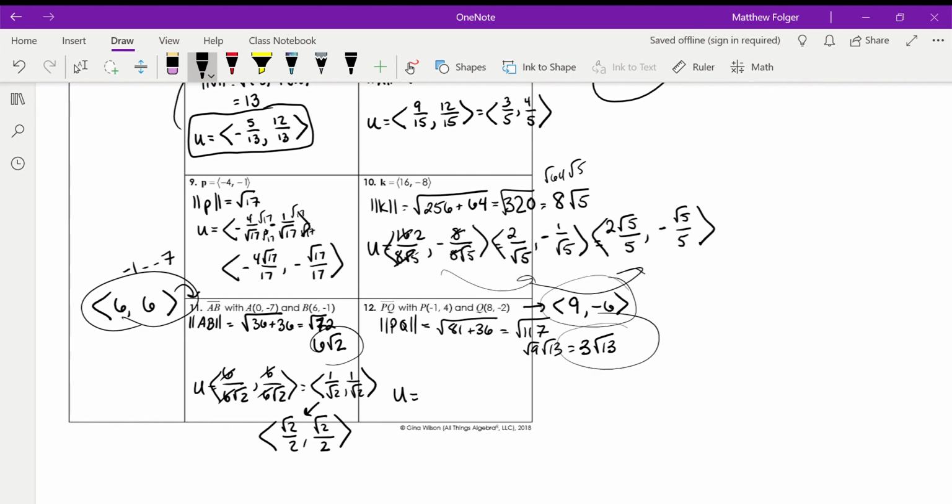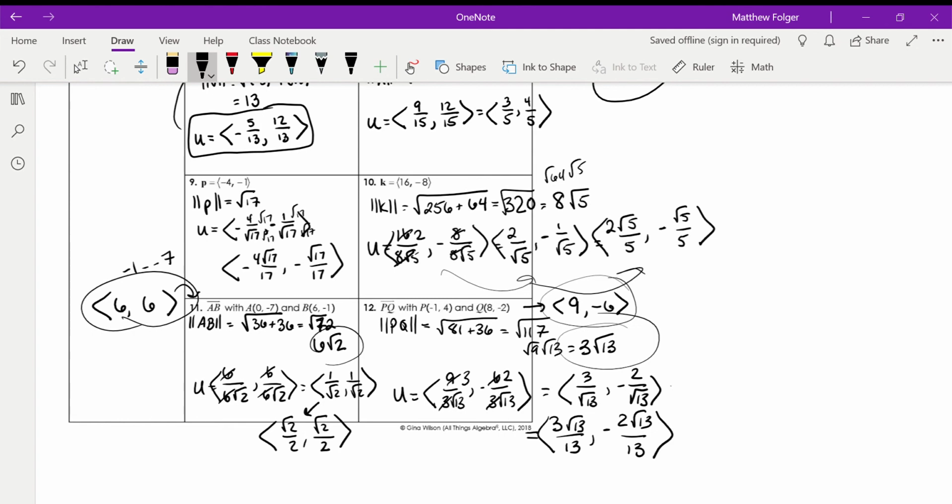So u equals 9 over 3 radical 13, comma, negative 6 over 3 radical 13. Reduce the numbers first, make that a 3, make that a 2. So let's see what we have here. So it's going to be 3 over square root of 13, comma, negative 2 over square root of 13, and then let's rationalize that denominator. So 3 radical 13 over 13, negative 2 radical 13 over 13. There's the answer, and there is the end of the lesson for today.